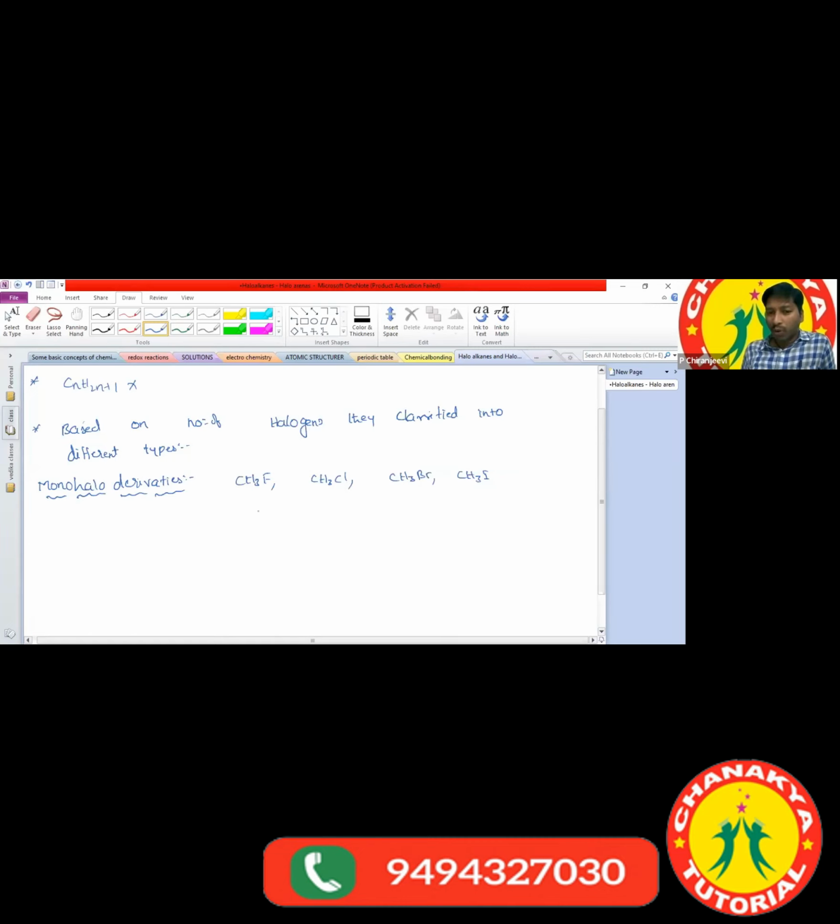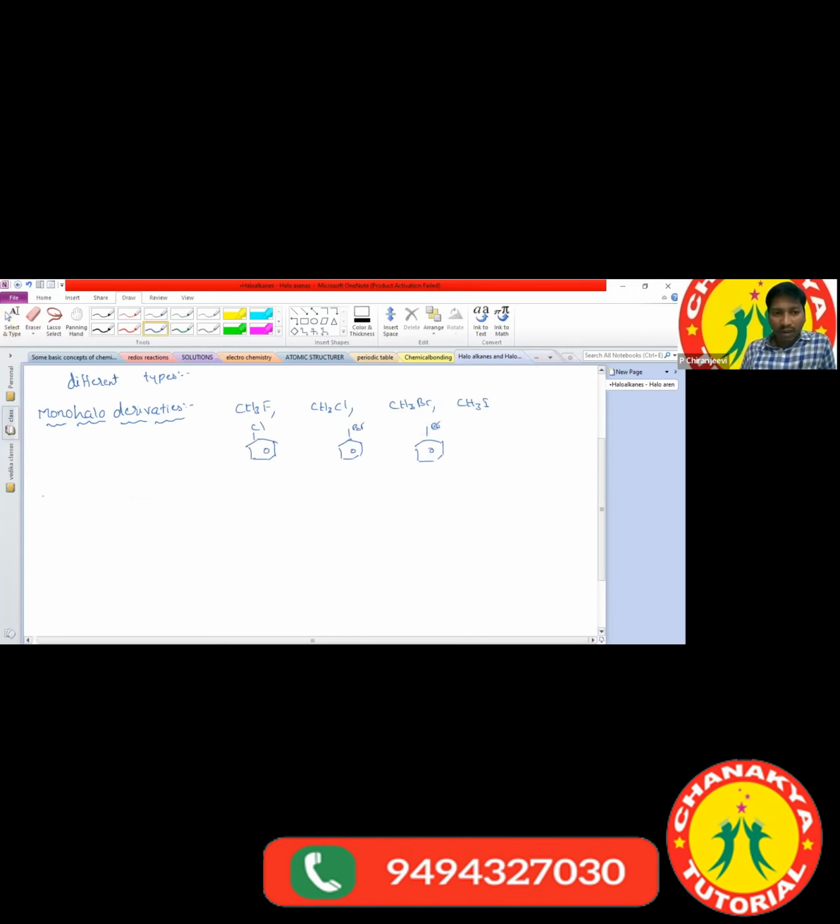We can also take chlorobenzene, bromobenzene, and iodobenzene. All these are examples of mono-halo derivatives. Now, what are dihalo derivatives? If the compound contains two halogens, we call it a dihalo derivative. What are the examples? For example, dichloromethane, CH2Cl2.